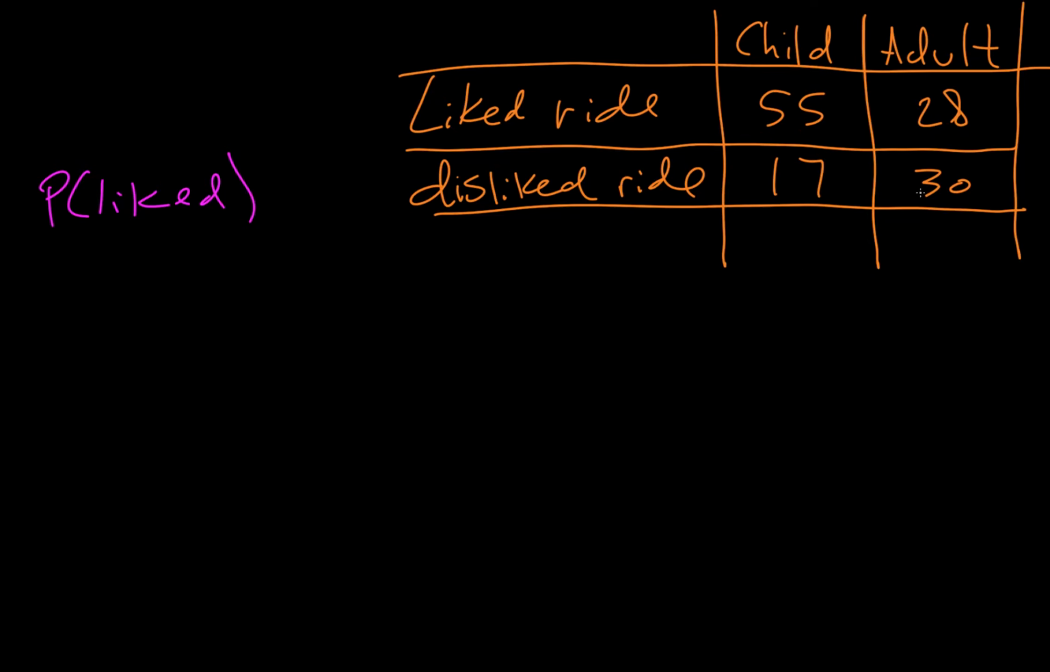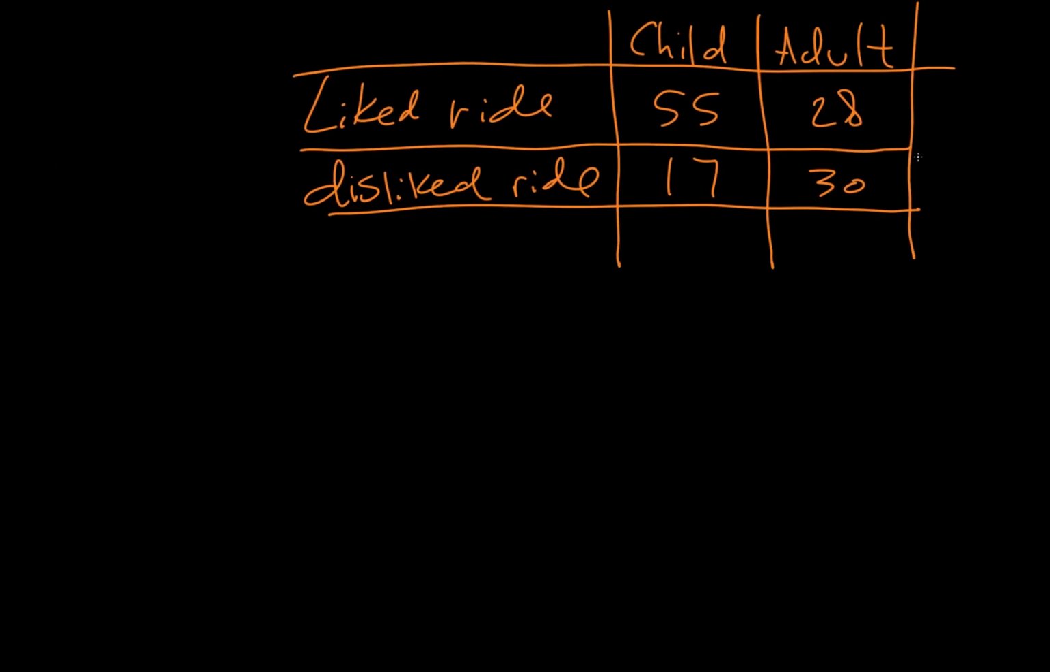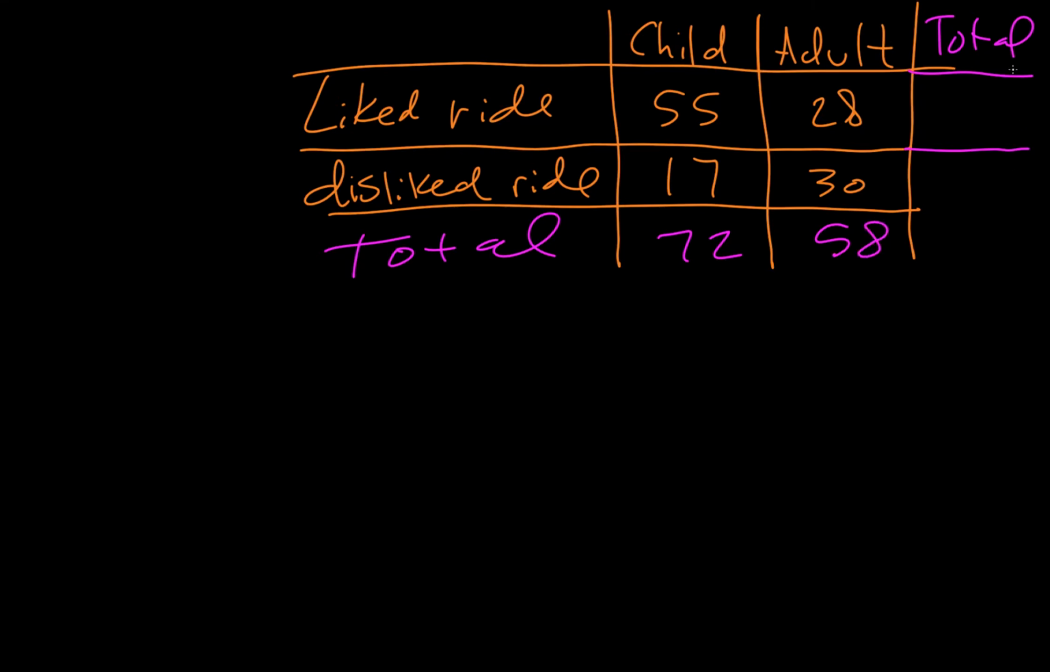If we're just trying to figure out the probability of somebody who liked the ride, something that might make our life a little bit easier: let's move this over actually. Let's extend this table and find some totals. So if we add right here, we get 72. If we add these, we get 58. If we add this way, we get 83. If we add this way, we get 47. And if we add this way or this way, it doesn't matter, we'll get 130.